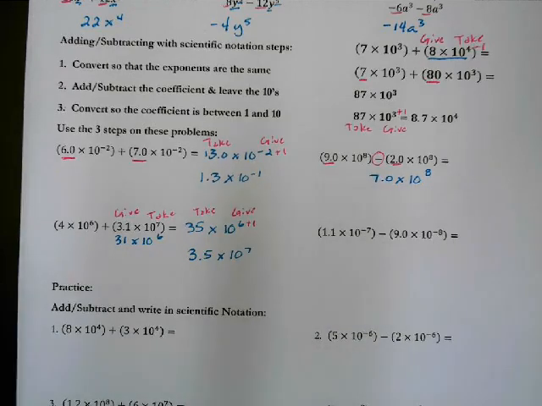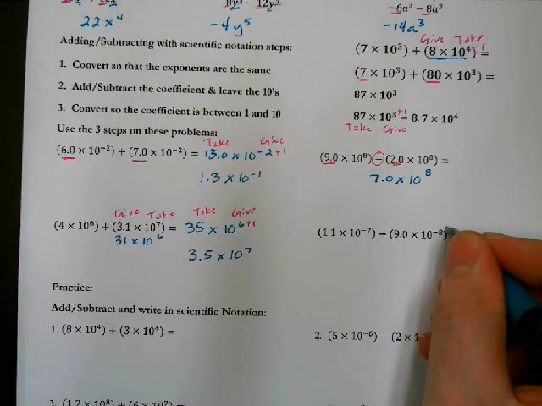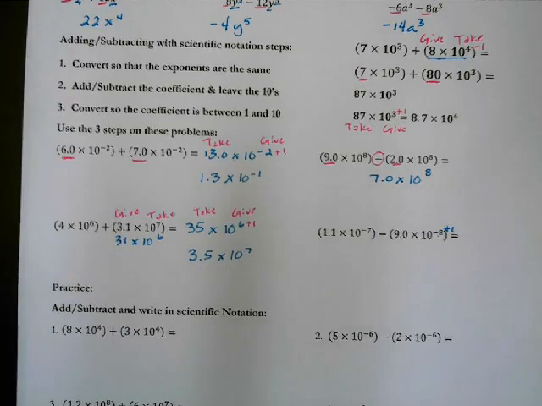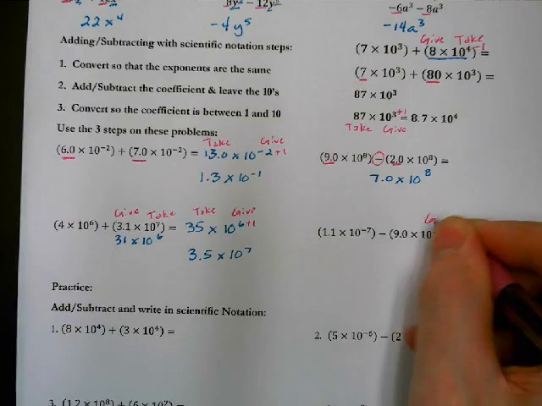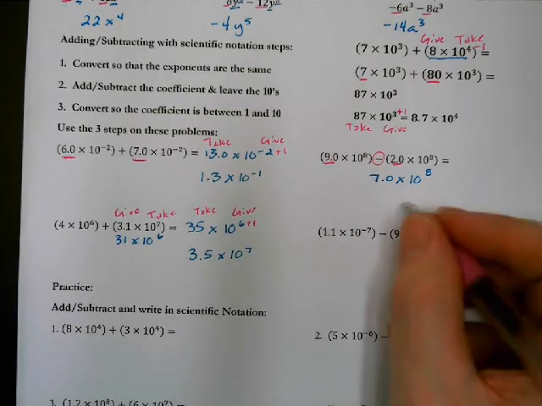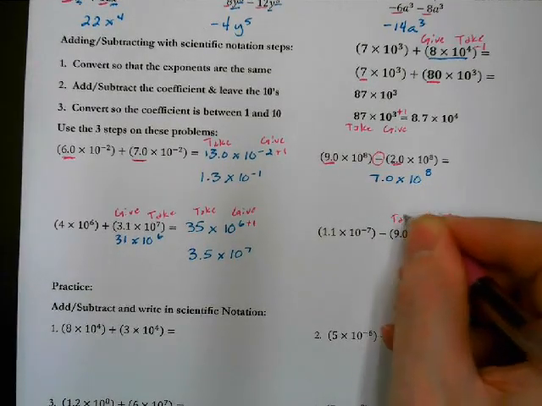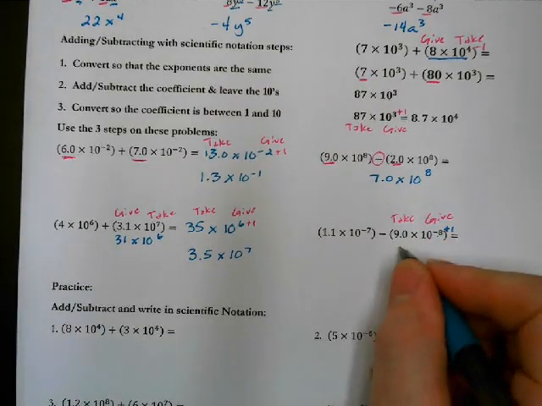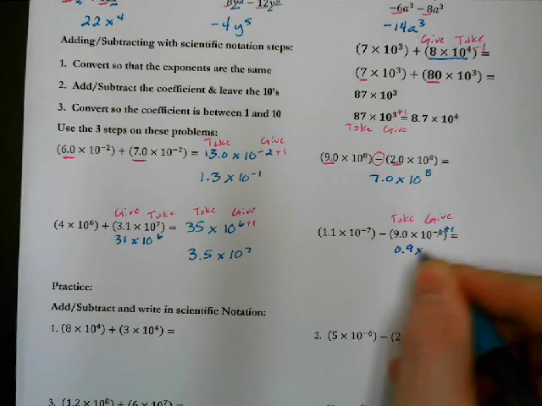Okay, so I want to add 1 to negative 8 to make it negative 7. So I'm giving a power of 10 over here, that means I'm going to take a power of 10 there. So this would leave me with 0.9 times 10 to the negative 7th.